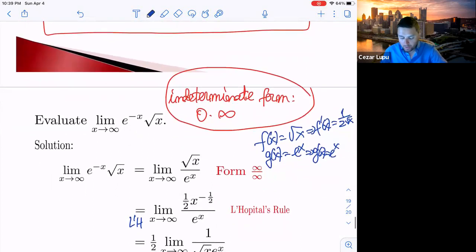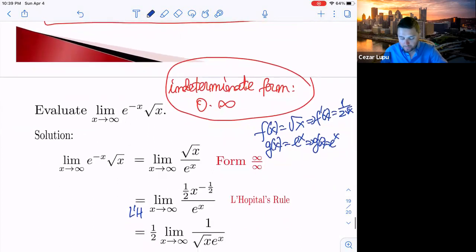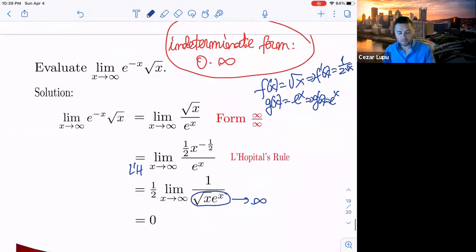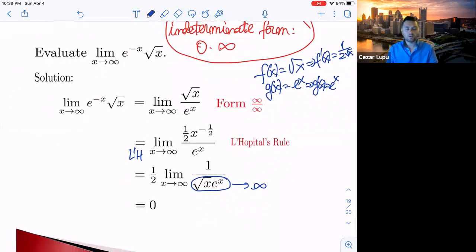And now, guess what? I'm going to take out 1/2, and put everything on the bottom. As x approaches infinity, only this part on the bottom will approach infinity, so the whole limit will be 0. So it will be 1/2 times 0, which will give us 0. So the value of the limit is 0. This was an easy one.